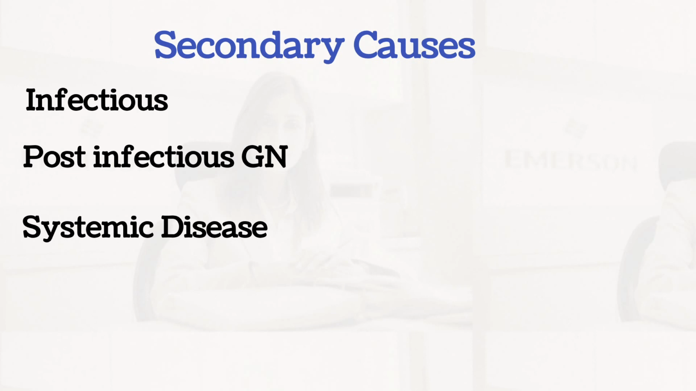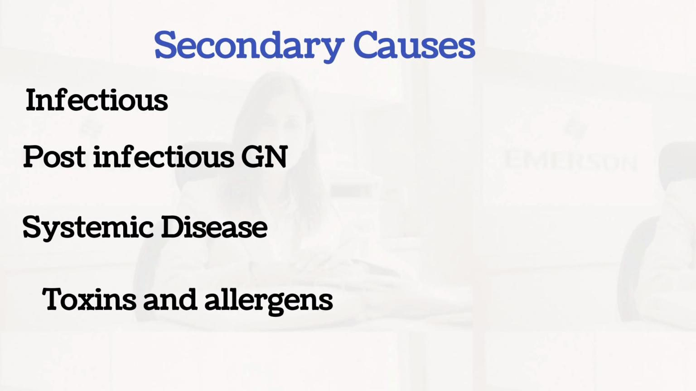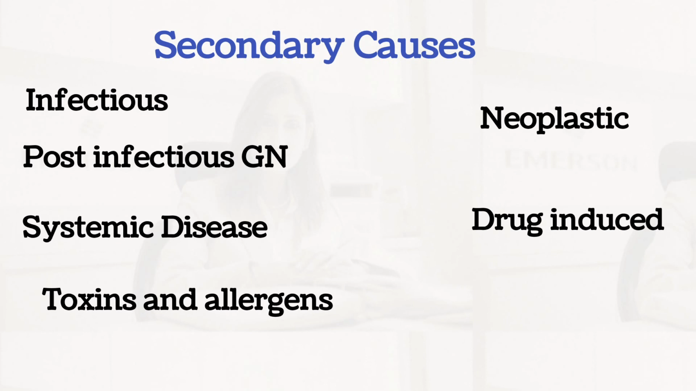You can have Henoch-Schonlein purpura. Then you can have diabetes mellitus. Then you can also have other secondary causes such as toxins and allergies, like a bee sting or food allergies. Then another secondary cause is neoplastic, where you have lymphoma and leukemia. Then, of course, you can have drug-induced causes, such as penicillamine, NSAIDs, pamidronate, mercury, lithium, and gold. Those are some of the secondary causes.